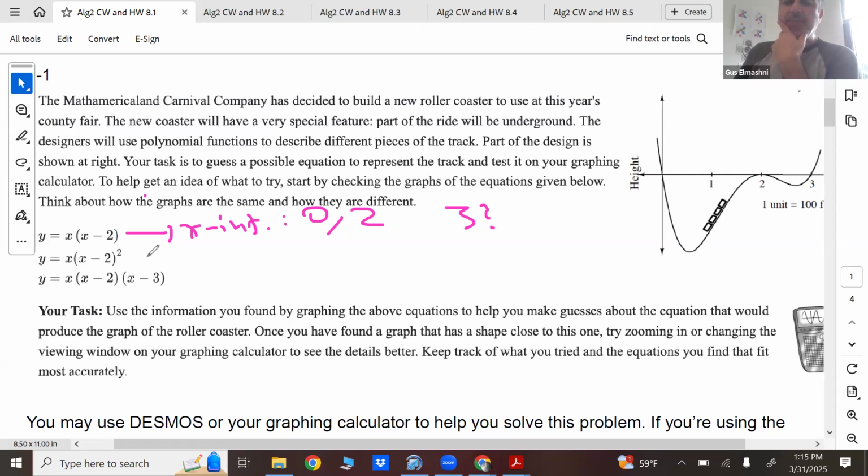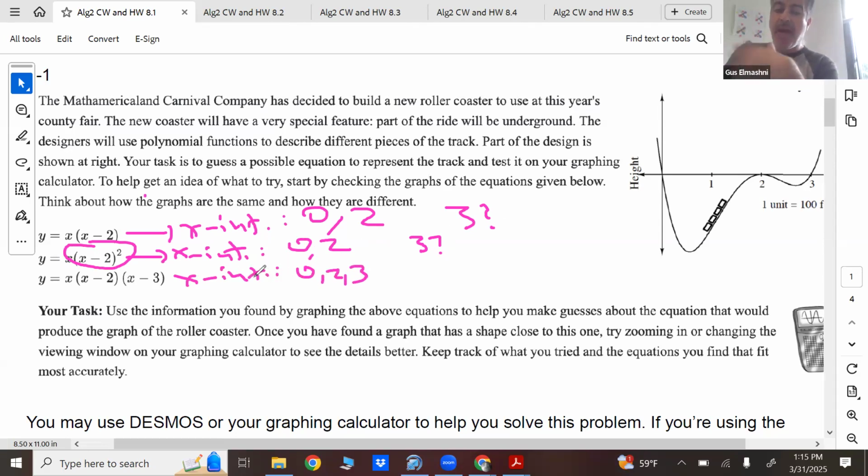Take a look at the next one. What do you think the x-intercept is going to be here? Still 0 and 2, but no 3. But notice it says x minus 2 squared. Let's be present to that because that's going to be important. And then lastly, what are the x-intercepts for the third equation? 0, 2, and 3. But x minus 2 is back to not being squared. How's that change things? So let's take a look.